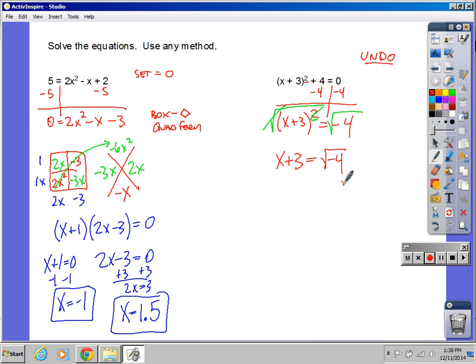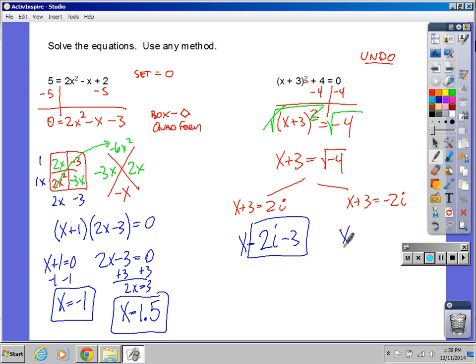Now, before this chapter, you would have said that there's no real solutions there. However, we did learn this chapter that there are imaginary solutions, and there are also two of them. So I'm going to have x plus 3 equals 2i, and I'm going to have x plus 3 equals negative 2i. So when I finish solving this, I'm not going to get an actual numerical answer. It's a complex number. I have x equals 2i minus 3, and I have x equals negative 2i minus 3. It's a little different, but nonetheless, still part of what we did this chapter. Solve by undoing would be the key part there, though. So moving on to the next problem.